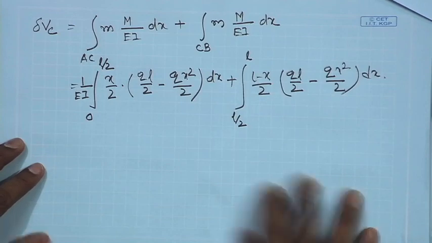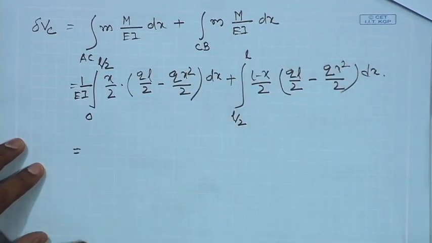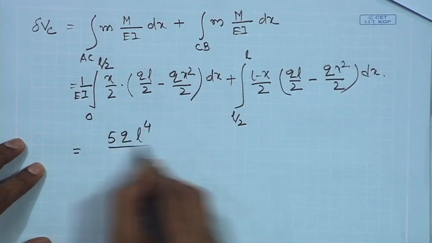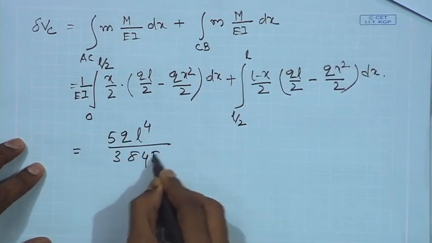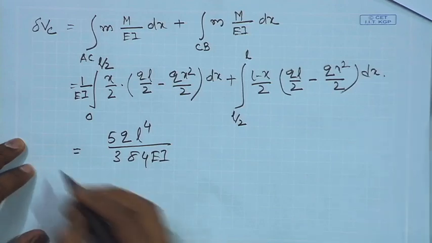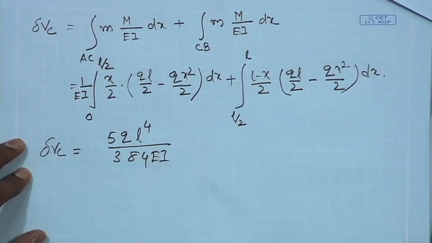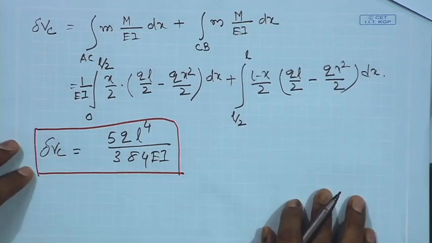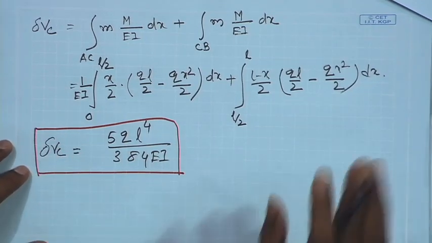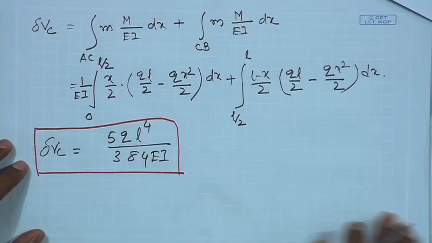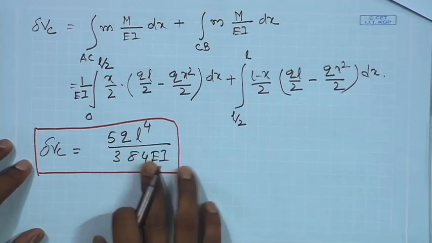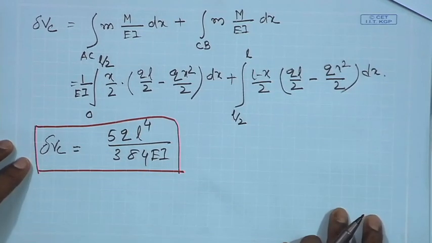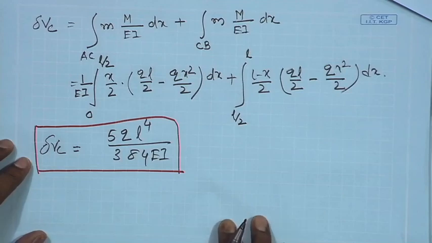Okay. So now if we do the integration, we will get 5 q L to the power 4 by 384 E I. If you remember, this is the value we obtained. We determined this deflection using the direct integration method, using conjugate beam theory, using the moment area method, and so you can verify these results with the results you obtain through other methods. Okay, this was for vertical displacement.